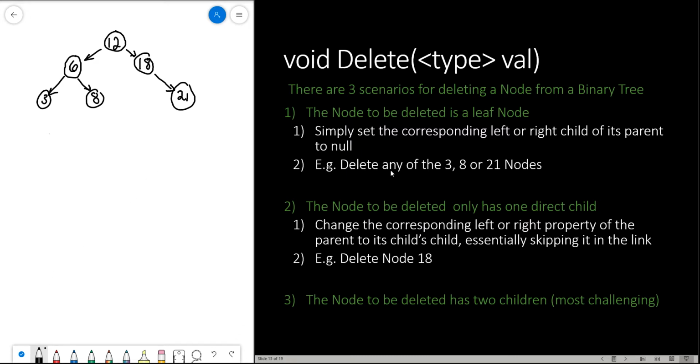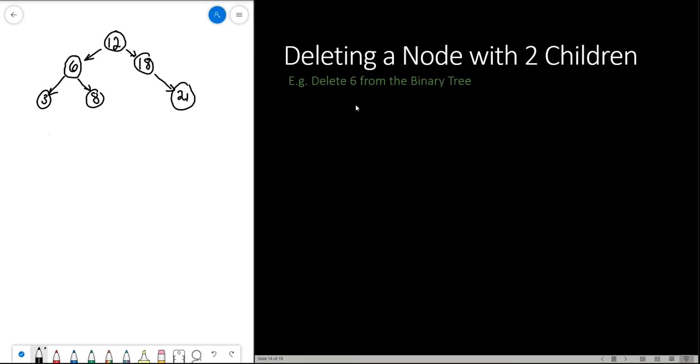So before we had simple one-line operations. Here we would just set the child to null. Here we would just set the child to the child's child. That seems fairly straightforward. But in this case, we got to move things around. So imagine we want to delete 6 from the binary tree. What does that actually mean? Well, if we just delete the 6, we can't just get rid of it, because where does 12 point now? Does 12 point to the 3 or the 8? Does that even make sense anymore? Well, I don't know. Let's find out.